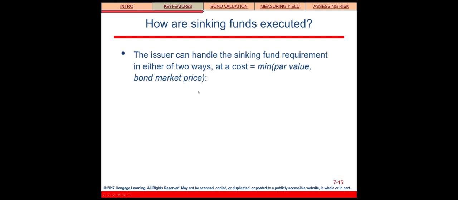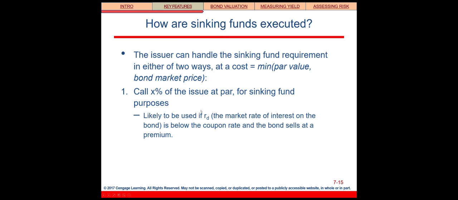The issuer can handle the sinking fund requirement in either of two ways, at a cost which is either the par value or the bond market price, whichever is lower. The first one is to call X% of the issue at par for sinking fund purposes. This is likely to be used if the market interest rate is below the coupon interest rate and the bond sells at a premium.